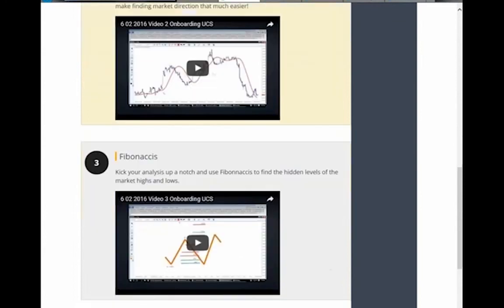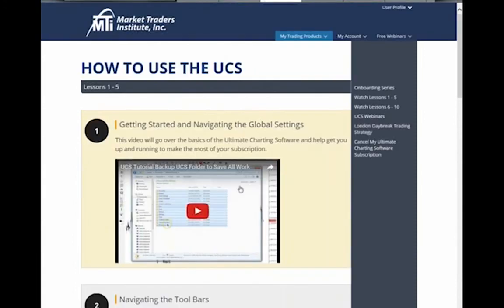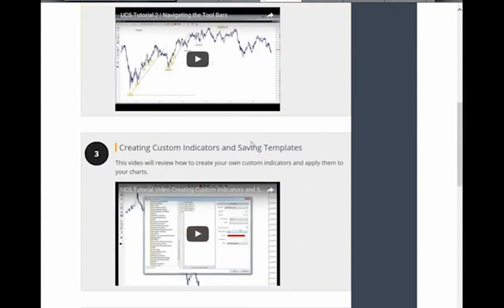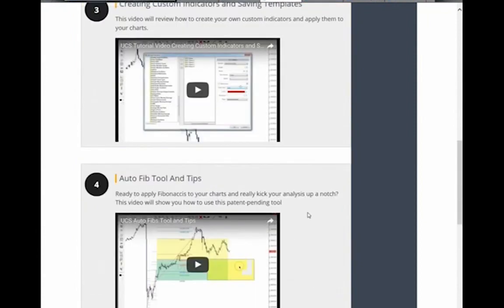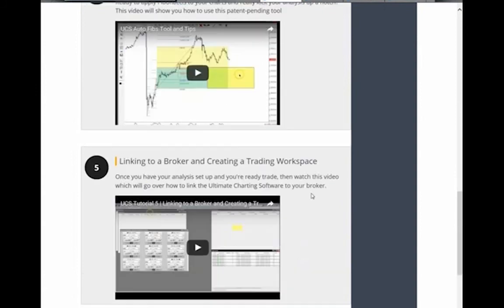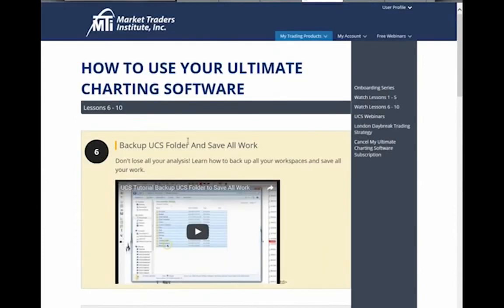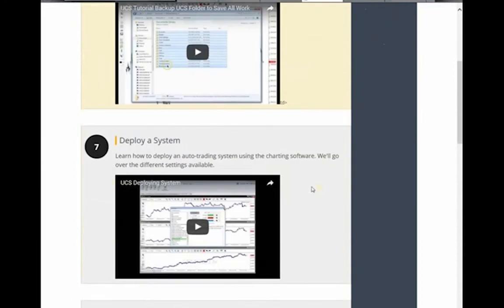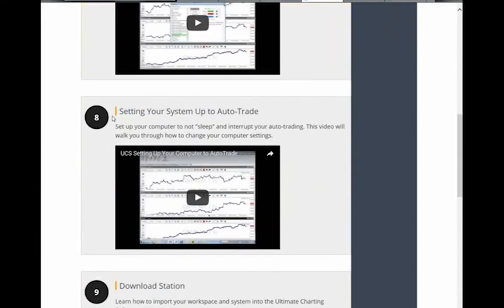And those Fibonacci's I showed you, you're going to get a detailed video explaining how those Fibonacci's work as well. I'll show you how to set up your charts, how to use the toolbars, how to use the custom indicators. I didn't get a chance to show you that, but we'll teach you that. We'll show you how to use the auto Fibonacci tool, and we'll show you how to link this up to your broker and how you can create your own trading workspaces. We'll show you how to back up everything as part of it. Show you how to deploy your system. We'll show you how to set up your systems to auto trade and all these different things as well.